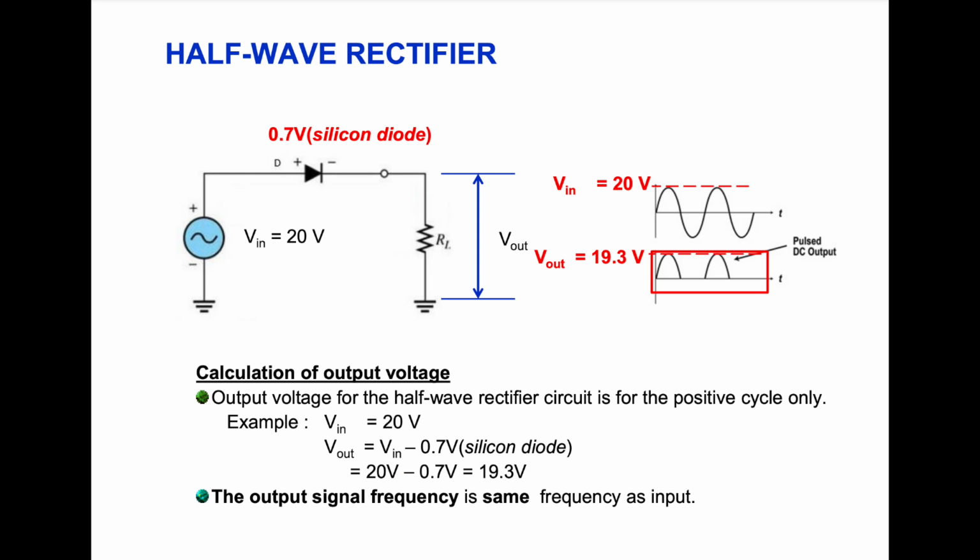Okay, and then the calculation of the output voltage: our output voltage for the half wave rectifier is for the positive cycle only, because during the negative cycle the diode acts as an open switch. So the calculation is our V in is equal to 20 volt, and our V out is V in minus 0.7 volt from the silicon diode. So we will have 19.3 volt. So the output signal frequency is the same as the input.